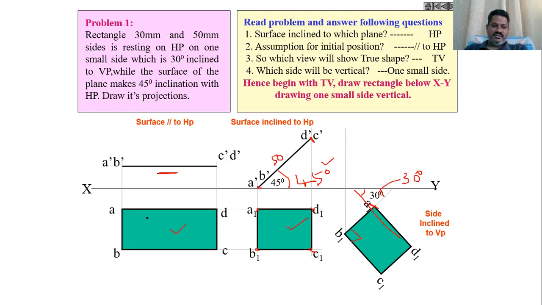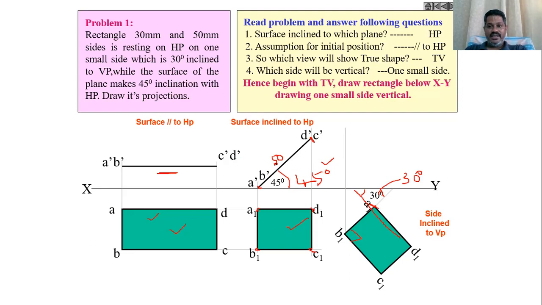Try to observe here. In the first case, initially we drew the true shape, then projected upwards to get the front view. Then here we drew the front view first, then projected to get the top view. But here we have drawn the top view first, then we are projecting all these points to get the front view. This is the hierarchy, the procedure we need to understand and know to draw the projections in these conditions.